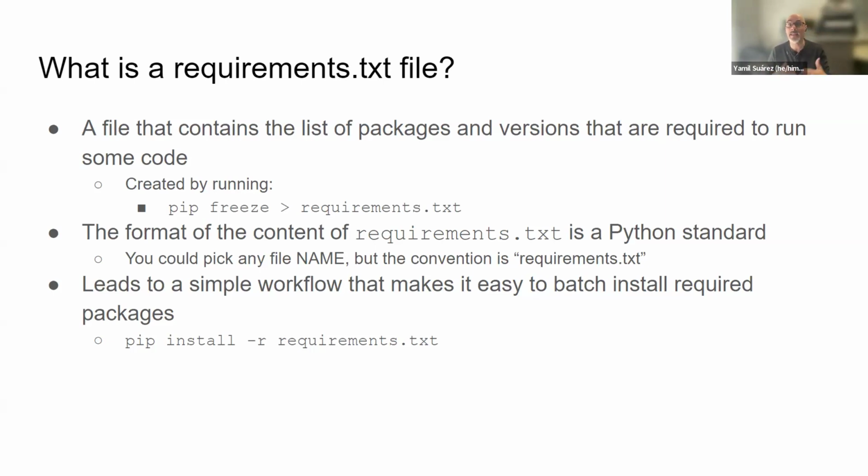Now, you can pick any file name you want. It could be pineapple.txt, but the convention, and what people expect when you visit folks' GitHub repositories out in the wild, is to use requirements.txt or a variation like requirements_test.txt. And when you use this file, it leads to a simple workflow that makes it easy to batch install required packages. So you can have a complex Python project that has 30 dependencies, but with this one line, pip install -r requirements.txt, Python will install every single dependency in some project you're trying to set up. Next slide, please.